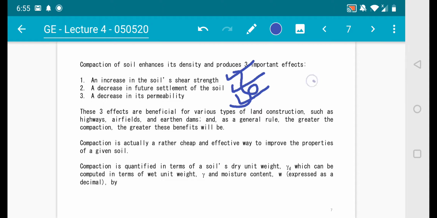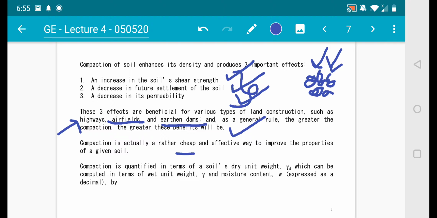Of course, when the soil is placed very tightly in such a way that water cannot penetrate through the compacted soil. Now, these three effects are beneficial for various types of land construction, such as highways, airfields, and earthen dams. As a general rule, the greater the compaction, the greater these benefits will be. Compaction is actually a rather cheap and effective way to improve the properties of a given soil. Compaction is quantified in terms of soil dry unit weight.